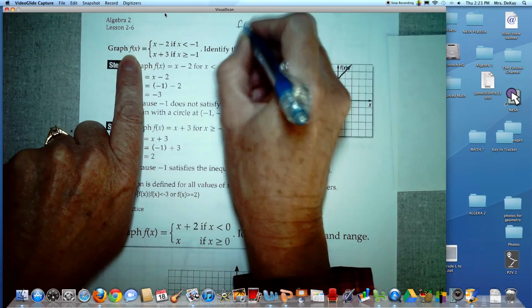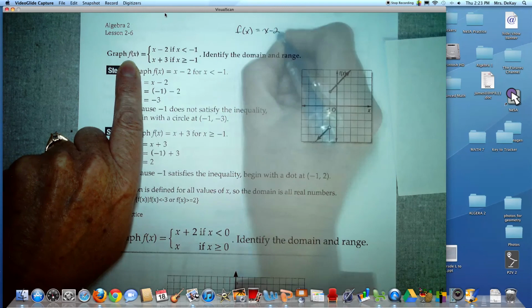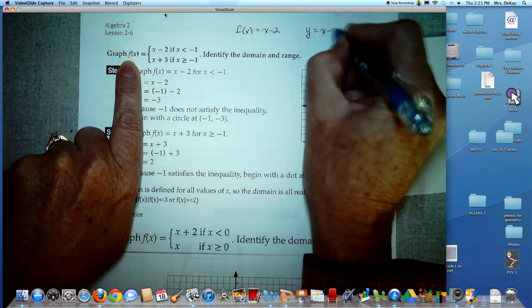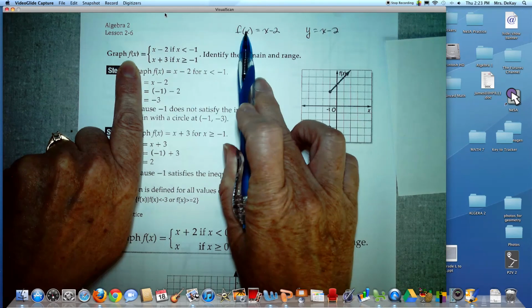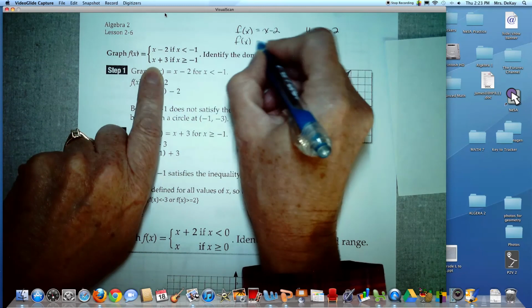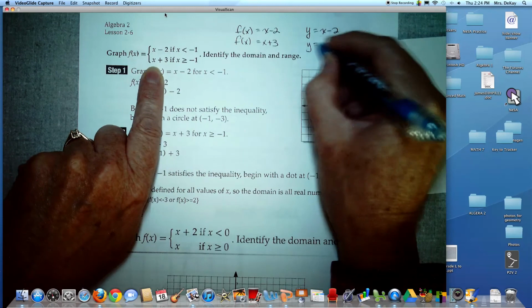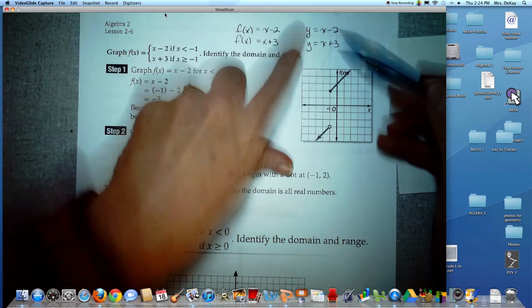One thing that's happening is this. And remember, that's the same thing as y equals x minus 2. That's just a linear function, fancy label. And this is also happening: f of x is x plus 3, or y is x plus 3. So I have two lines going on at once.